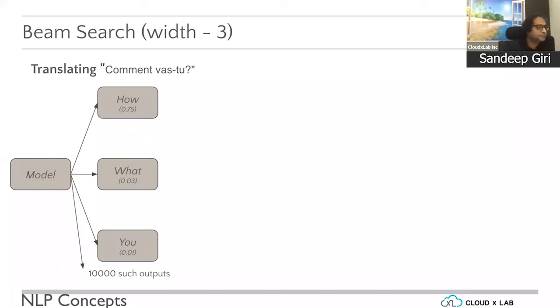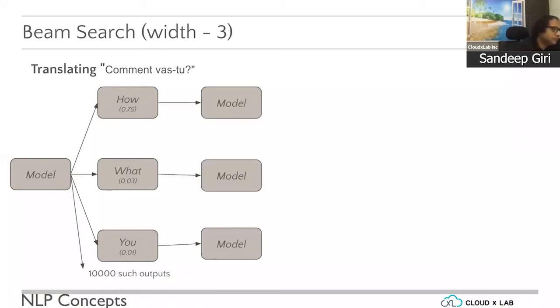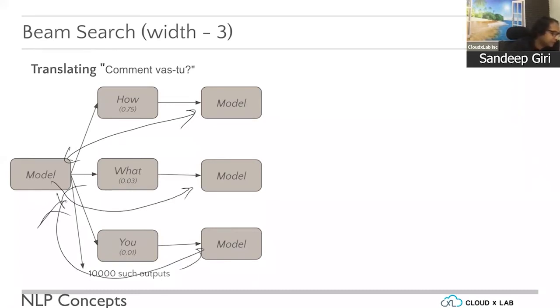Now moving ahead, what we're going to do is feed this "how" into the same model. This model and this model are copies of each other. These models are copies of the same one, right? It's the same model.